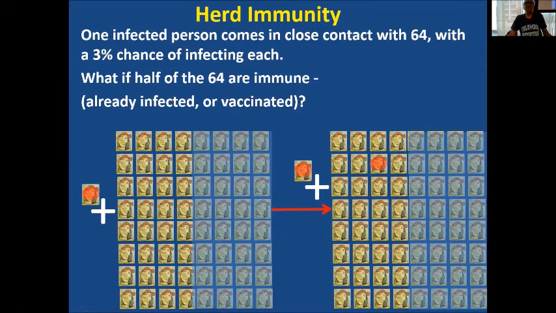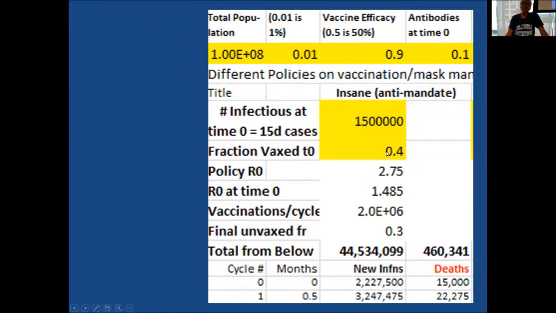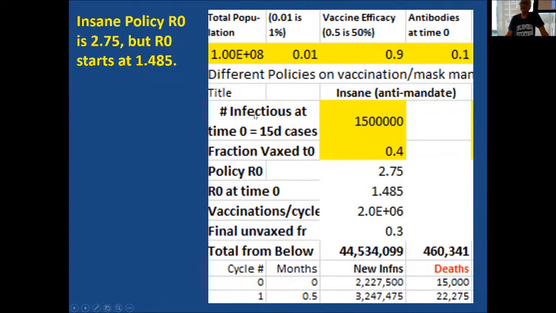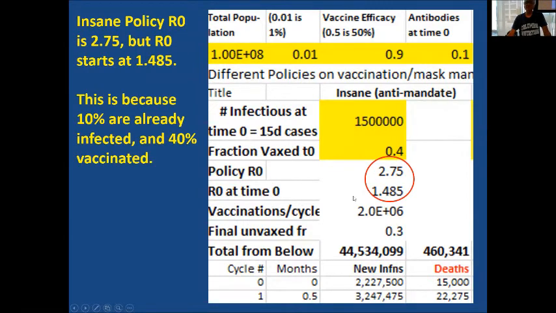So this is the idea that leads to herd immunity. This is what Katie's question before and so on, that R naught here is 2, but the R naught here is only 1. Because half the population is not susceptible. Going back to this thing, even in the insane policy R naught of 2.75, it doesn't start off at 2.75. Instead, it actually starts at 1.485. And that's because 10% are already infected and 40% have gotten vaccinated.